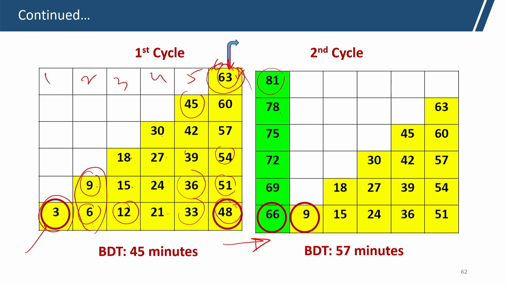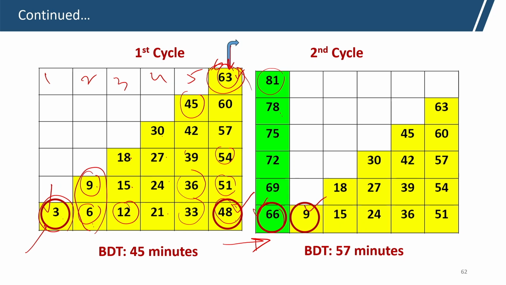So, what is blending delay time? Blending delay time is the maximum time difference. Here the maximum is 48 and 3, the difference is 45, that is the maximum possible delay. Here in this row 66 and 9 is there. So, the difference is 57 minutes. 66 minus 9, the difference is 57 minutes.